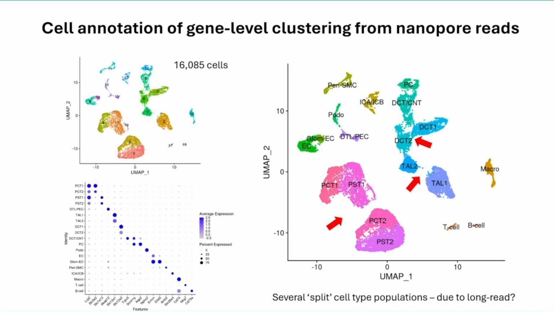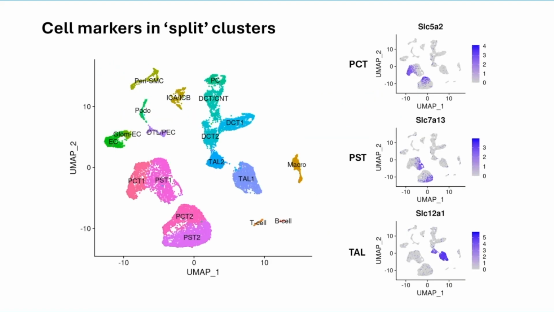Another thing we had noticed is that our very canonical cell type markers were consistently split across 2 different cell clusters. And I'm not entirely sure why this is happening, but we are wondering if it is due to the long reads that we're getting now with this single cell workflow. And just to show you what I mean, SLC5A2 is a very canonical PCT marker, and you can see it pops up not only in one, but another cluster, and same with SLC7A13 and SLC12A1. So as of right now, I'm treating them as different. I'm not sure it will stay that way, but it is quite interesting that we're seeing this with just our long read data. Our lab has done a ton of short read kidney work, and we've never seen this.